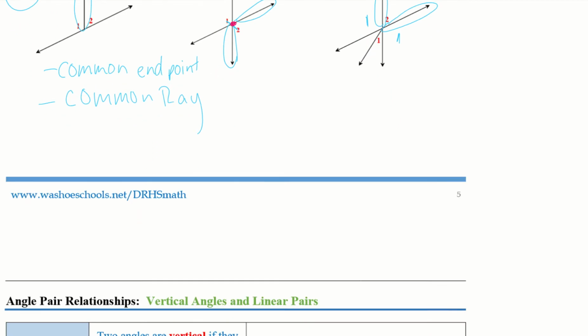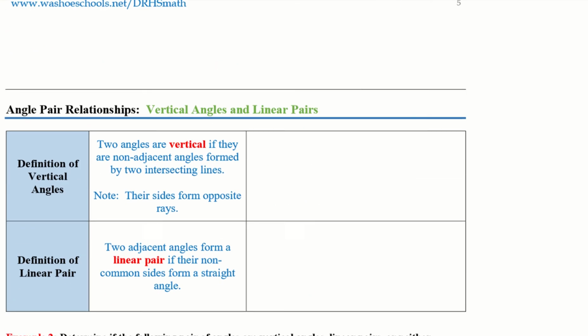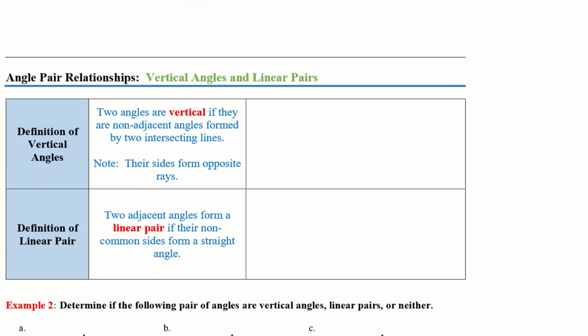All right. Let's move forward to the definition of vertical angles. Two angles are vertical if they are non-adjacent angles formed by two intersecting lines. Note their sides form opposite rays.